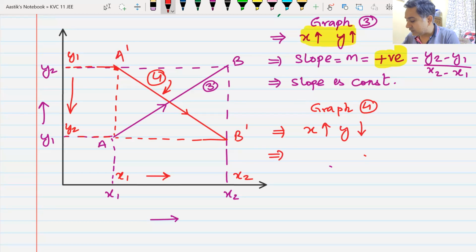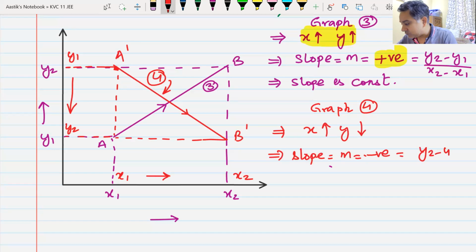Such a graph is known as a graph with negative slope. Here, if I find, again, it will be y2 minus y1 upon x2 minus x1. If I find this value, x2 is more than x1, but y2 is less than y1. So it will be negative divided by positive, and the answer will automatically come negative. Do we understand this? Yes or no?